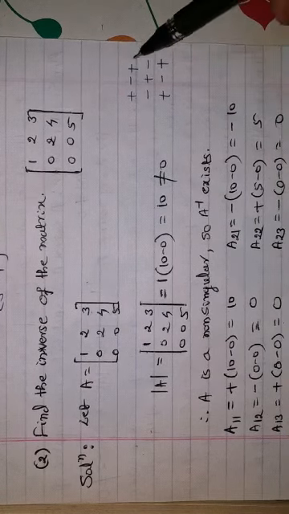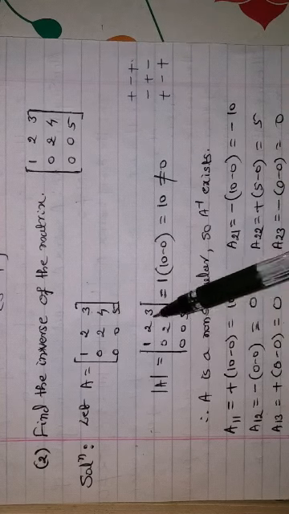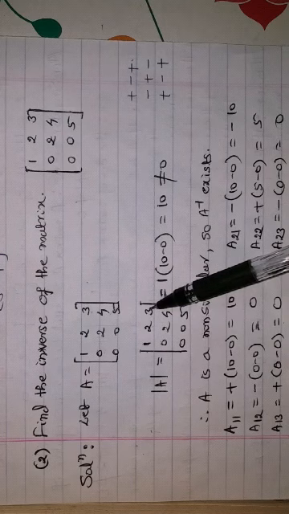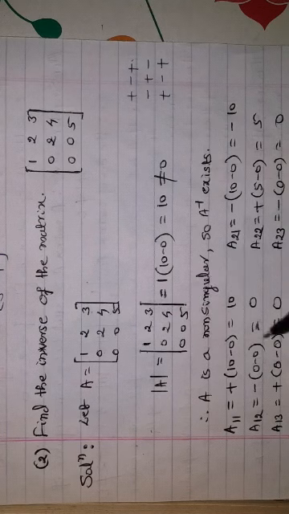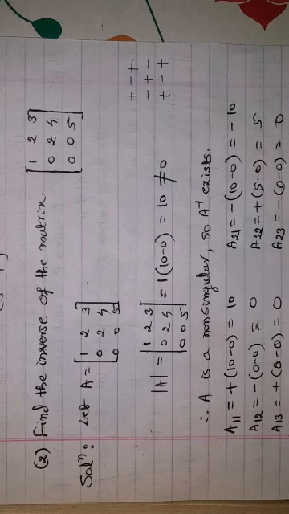Hence, A13 has the plus sign. Similarly, you find the cofactor of the A13 element, then leave this column, this row, 0 minus 0, which gives 0.